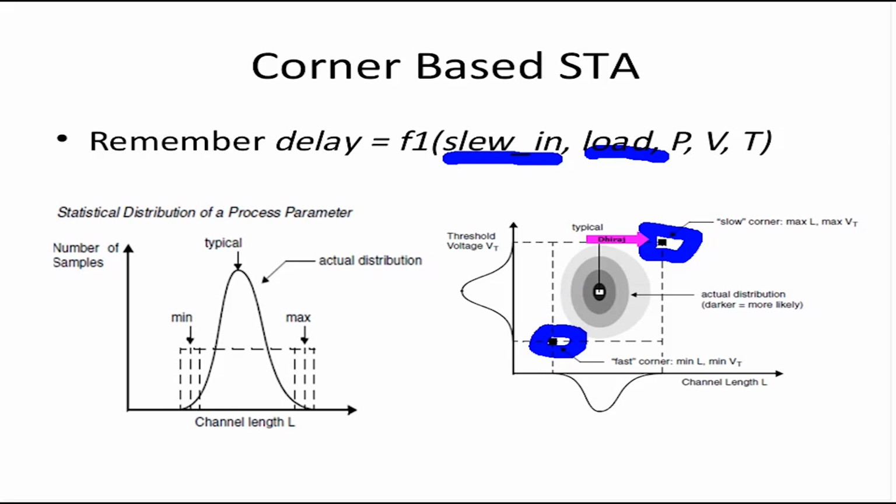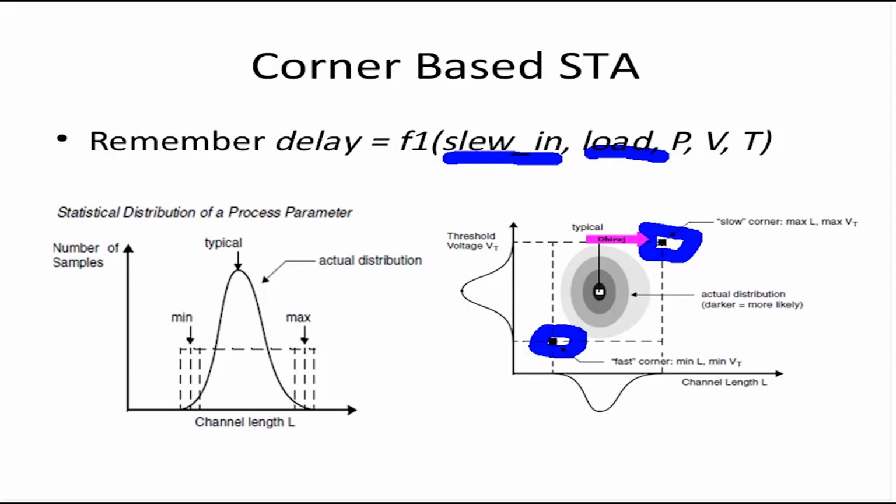What does it mean? First important thing, it means that we are trying to make sure that only very few of the devices fail. There will be a few devices which are even beyond the slow corner and the fast corner, because of the manufacturing process variation. So we are trying to make sure here that most of the devices, or more than 99% of the devices, work.